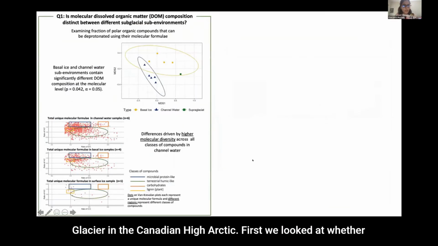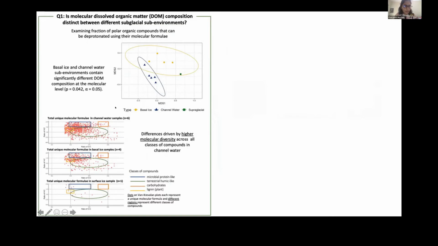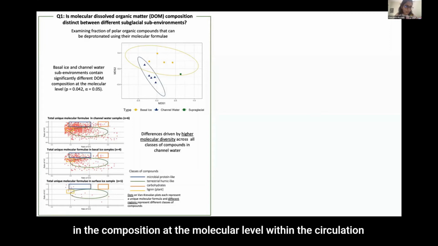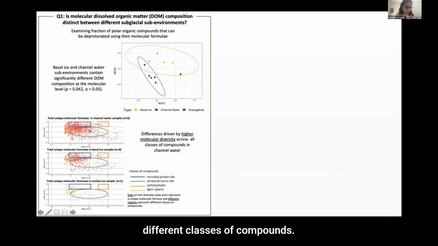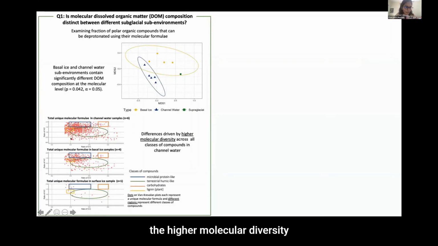First, we looked at whether dissolved organic matter composition was distinct between different subglacial sub-environments at the molecular level. Statistical analysis and this NMDS plot here show a significant difference in DOM composition at the molecular level within the subglacial environment. From these Van Krevelen plots here, where each dot represents a unique compound and different regions represent different classes of compounds, we see that the significant difference is largely driven by the higher molecular diversity we see in channel water than in basal ice.